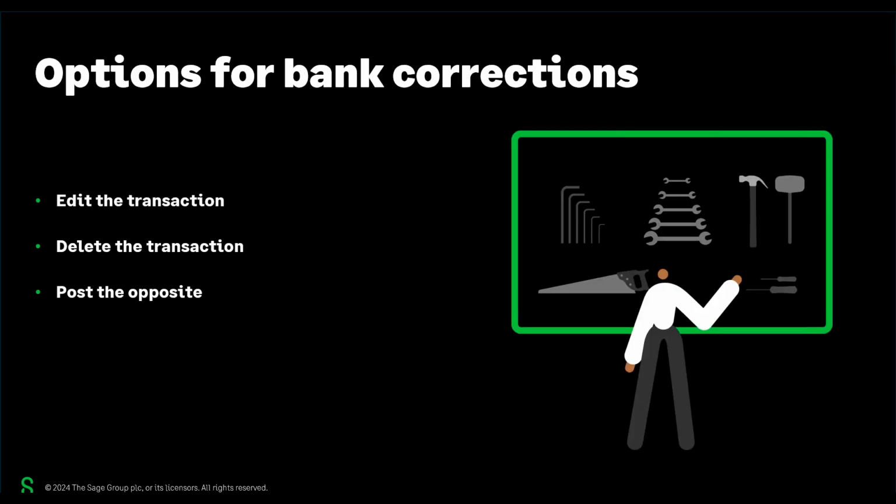Here they are. So the options for bank corrections are: number one, edit the transaction. Sometimes it's as easy as right-click edit. Secondly, delete the transaction. Obviously, this will leave a red line in your transaction activity, but it leaves it there for audit so you know exactly what's happened. Thirdly, post the opposite, balancing the scales. So if you've done one thing here, do the other thing there, in simple terms. Now, which of these you use depends on what the issue is.